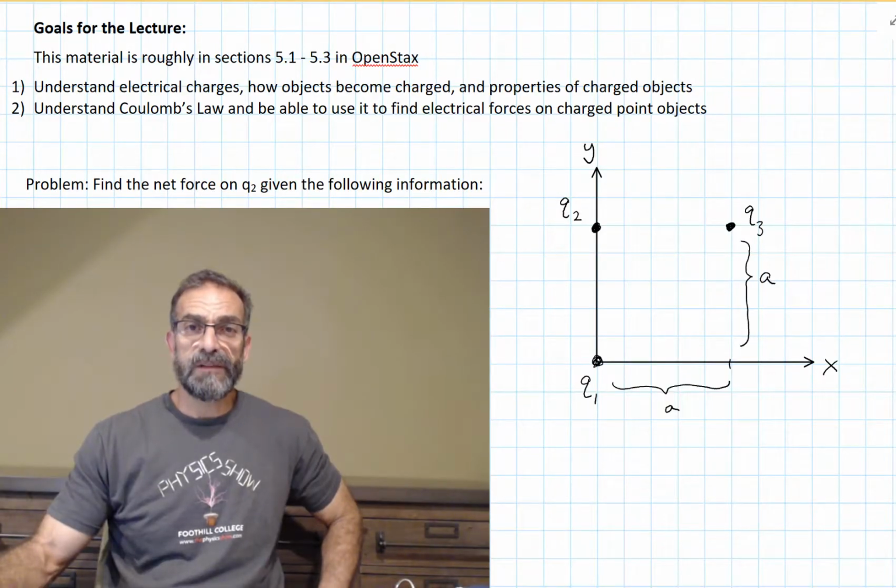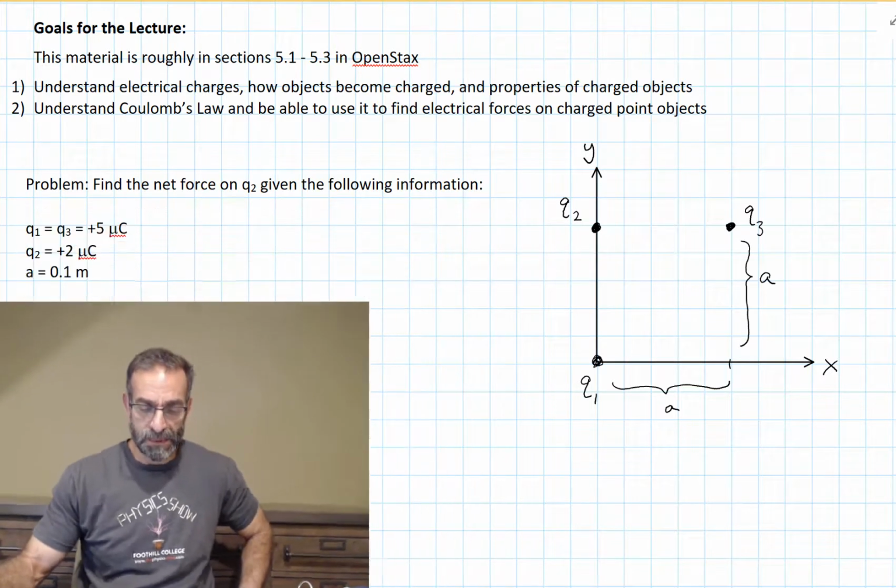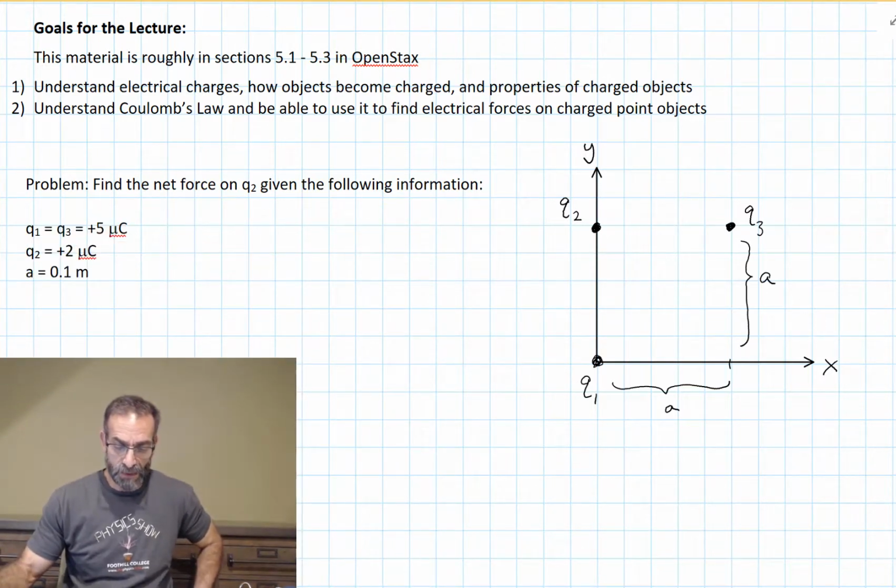We've talked a lot about forces and fields, and now I think we need to work a problem and see if we really understand how to apply them. Here's a simple problem. Find the net force on Q2 given the following information. So Q1, Q2, and Q3 are at 3 corners of a square.